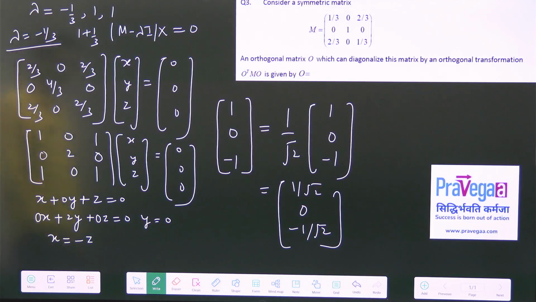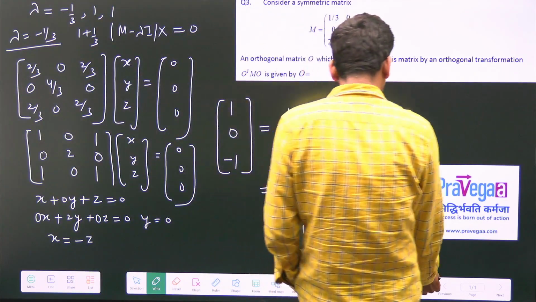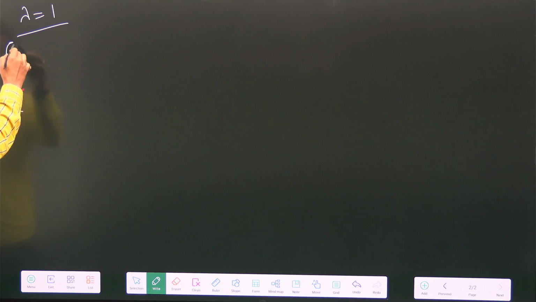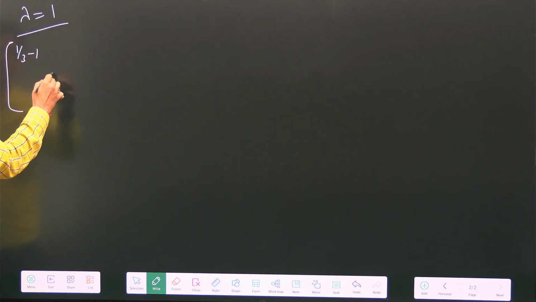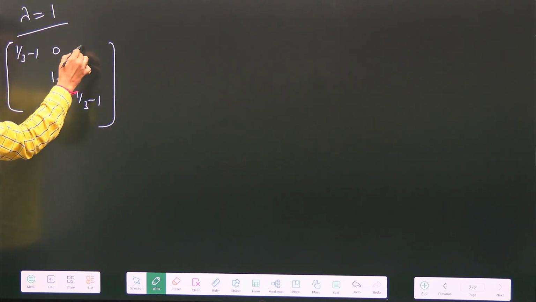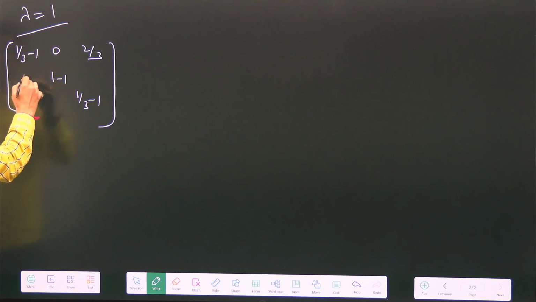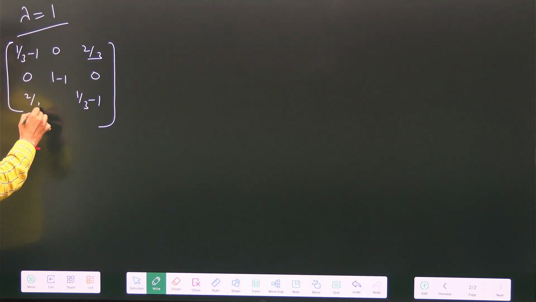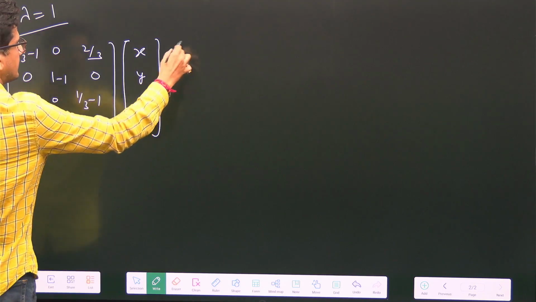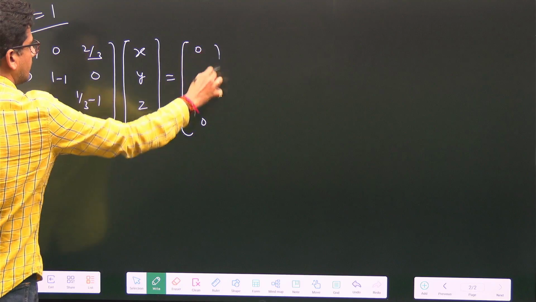So similarly, you can calculate corresponding to lambda is equal to 1. So what will happen corresponding to lambda is equal to 1? Let us write the matrix. So it will become 1 by 3 minus 1, 1 minus 1, and 1 by 3 minus 1. And other values are the same: 0, 2 by 3, 0, and 0, 2 by 3, 0. This into x, y, and z is equal to 0, 0 and 0.